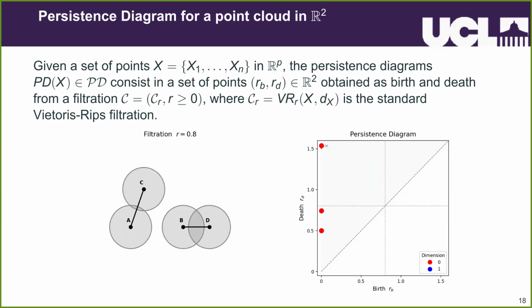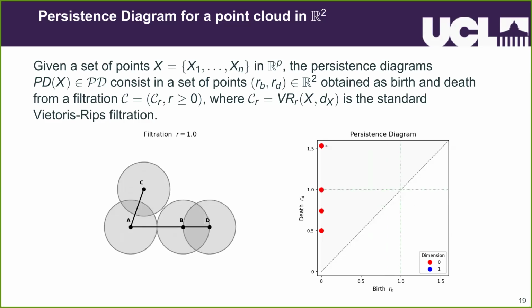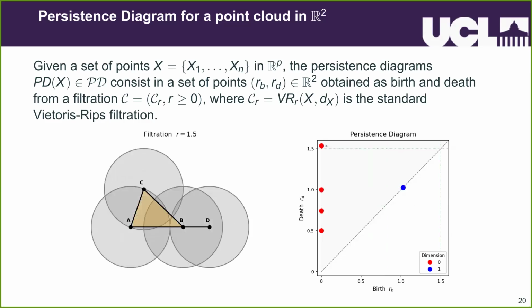So for example, let's go to the very end. Given this very simple point cloud, you will have these four edges, and then one higher order interaction, which is the simplex that you can see here. So you can turn your point cloud, in this case, into a set of points in R2, which are birth and death. They are all in the upper part of the diagram.